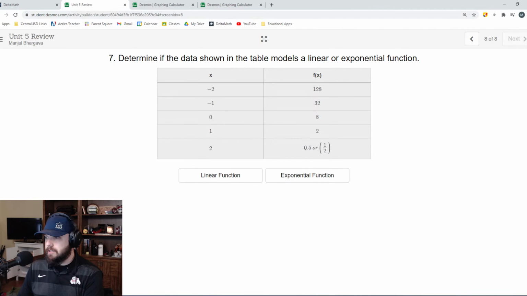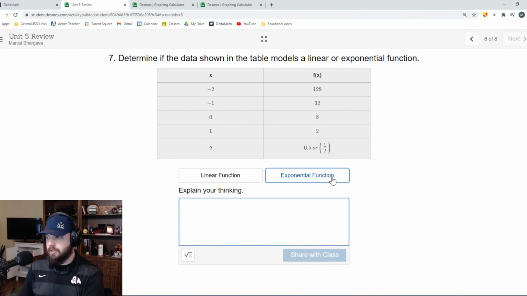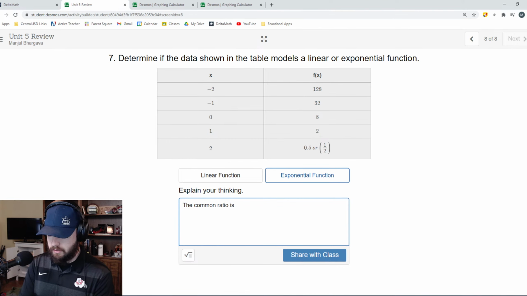See how my rate of change is changing? So it's going to be an exponential function. And in fact, we're dividing by 4. 128 divided by 4 is 32. 32 divided by 4 is 8. 8 divided by 4 is 2. 2 divided by 4 is 1/2. So you can say something like the common ratio is 1/4, therefore it must be an exponential function, or something like that.